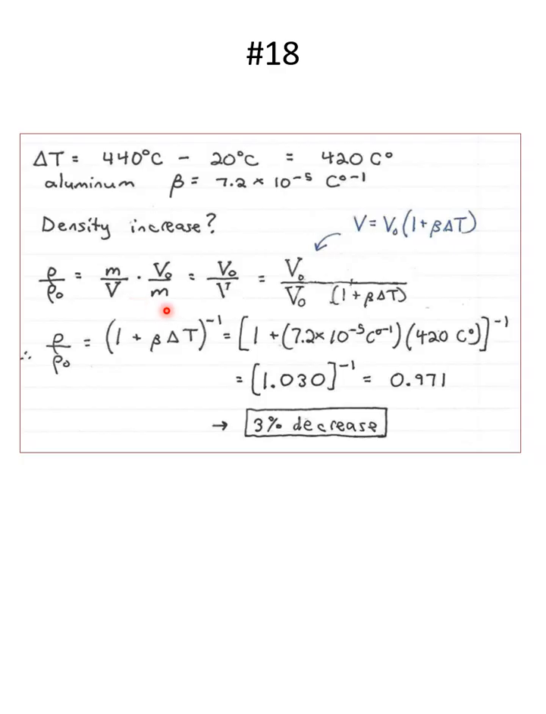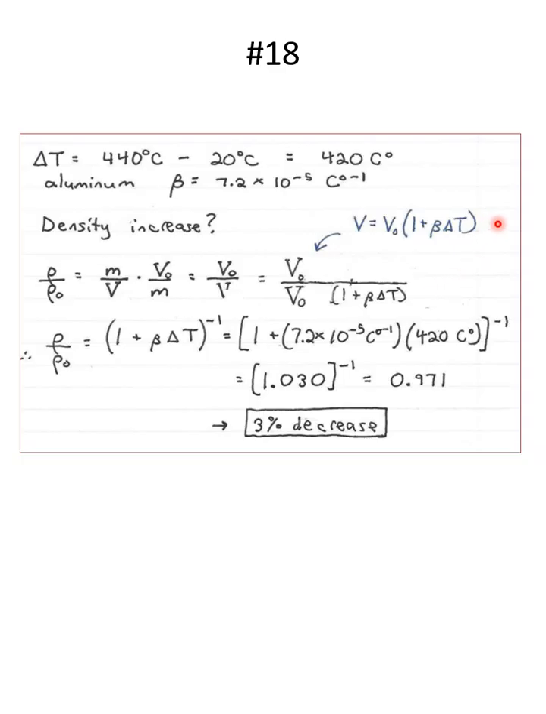And dividing by the fraction means multiplying by its reciprocal, as you can see here. The mass, because it stays the same, divides out, and we're left with the original volume over the final volume. So the new density over old density is the old volume over the new volume. And in the denominator, the new volume is original volume times 1 plus beta times delta T. So I'm using this formula that's up here.